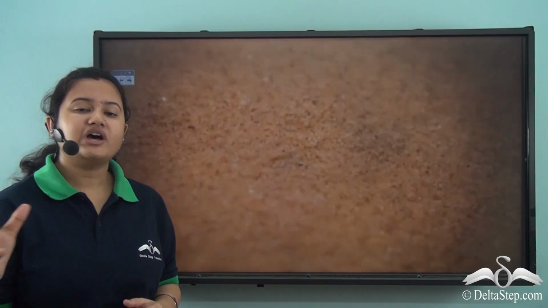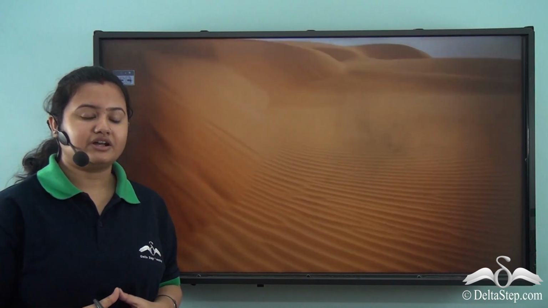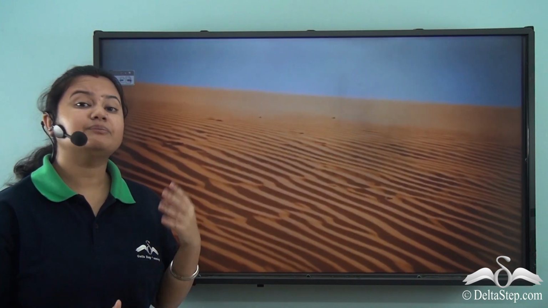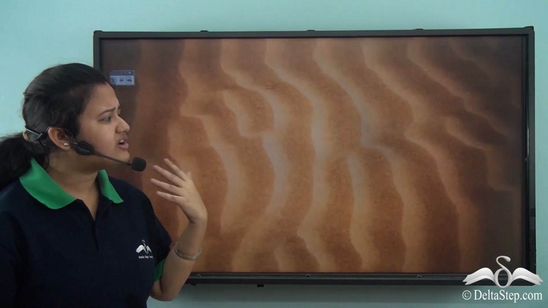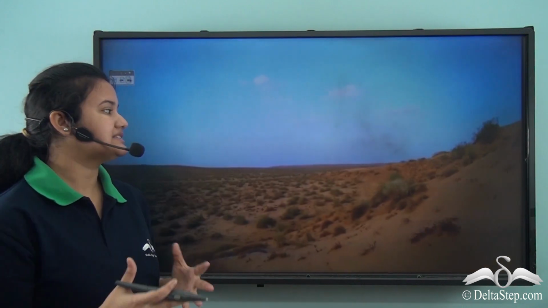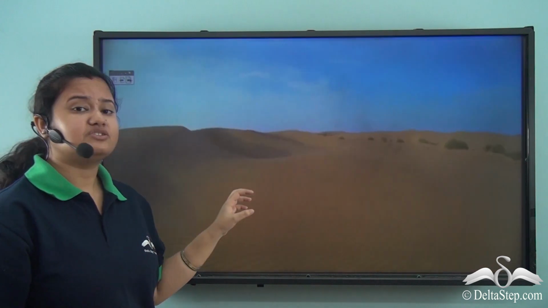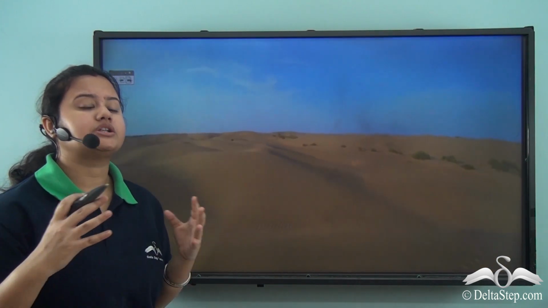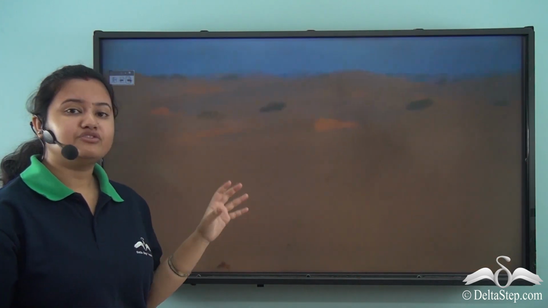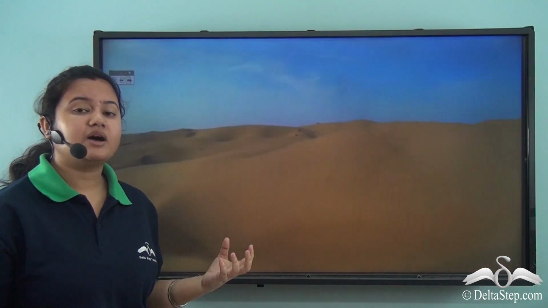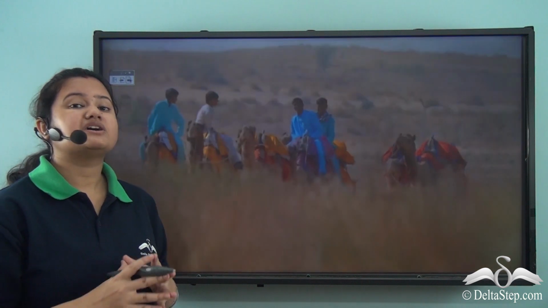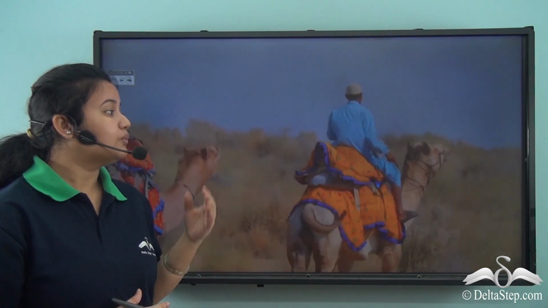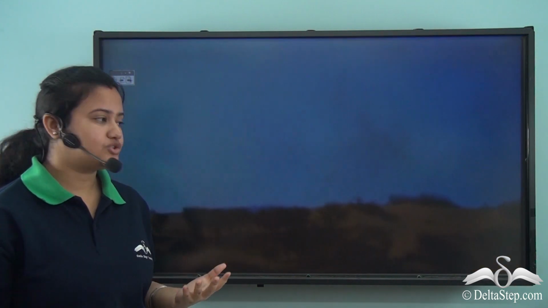So now if you travel to the western part of the country, then you will find a completely different region. The place is covered with vast stretches of sand and sand dunes. This region is extremely hot and dry. One can find thorny bushes, scrubs and few scattered trees here. Camel safari is a popular activity among the tourists.